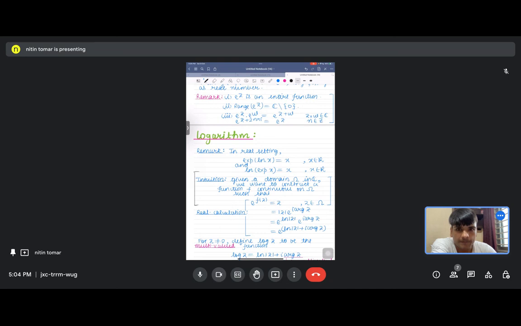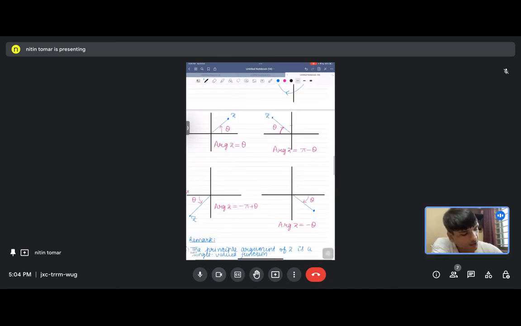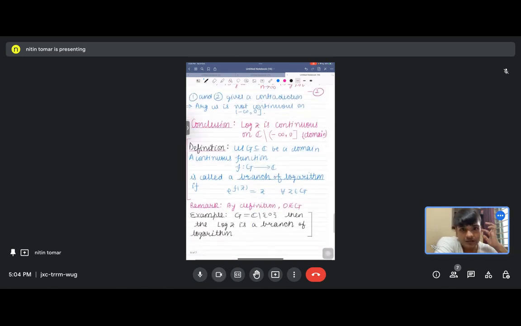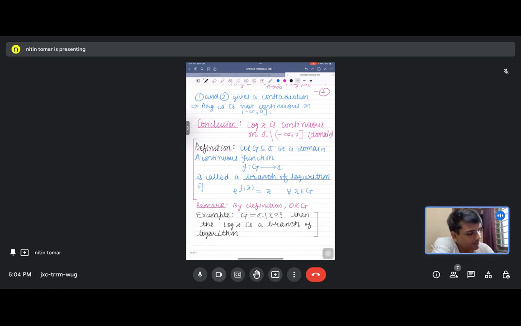Okay. Now you read the definition of branch of logarithm. Take your time. Let G contained in C be a domain. Then a continuous function on G is called a branch of logarithm if the exponential of that function is the identity. Okay.